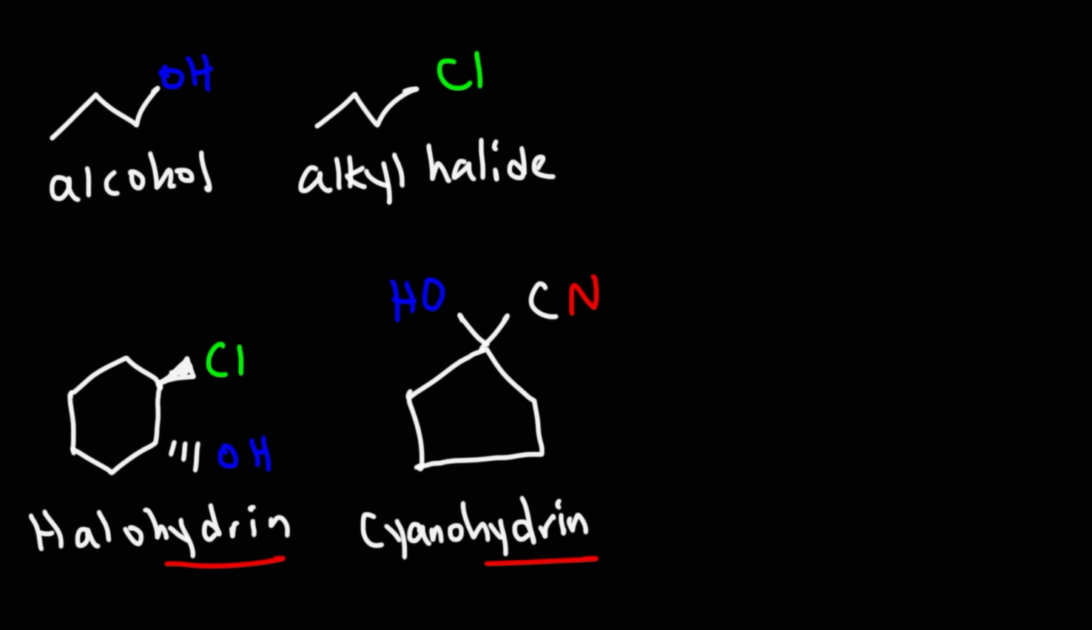I think of something hydrated, like water. The OH group, if you add a hydrogen to it, it becomes water. But here we have a haloalkane or a halogen. Here we have a cyano group. So that kind of helps you with the naming.